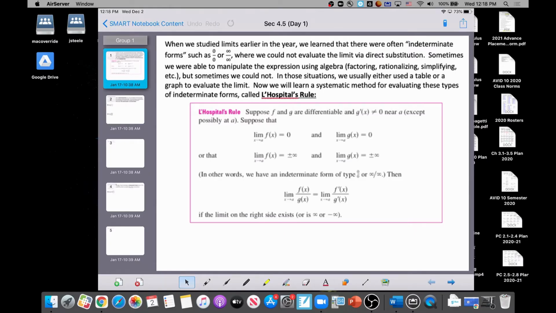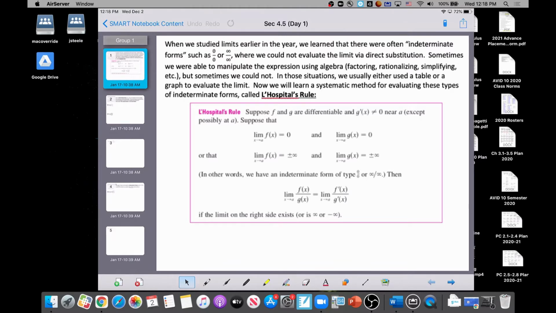And L'Hopital's rule says, suppose that f and g are differentiable and g prime of x does not equal 0, okay? And the reason is because g of x is in the bottom, all right? Suppose that the limit as x approaches a of f of x is 0 and the limit as x approaches a of g of x is 0, or that those limits are positive or negative infinity. So basically, that means that when we plug in our x value, we get an indeterminate form of either 0 over 0 or some form of infinity over infinity.